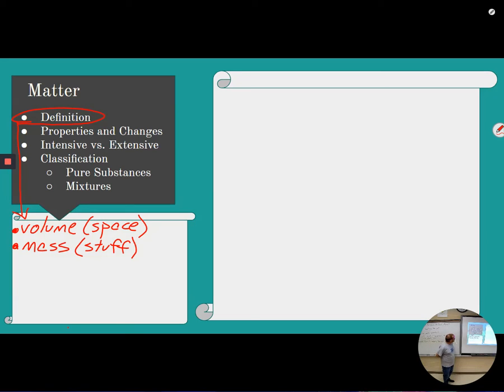So we're talking properties versus changes, okay? A property is a characteristic. It's something that you can observe. It's something you can see, something you can hear, something you can smell, okay? Whereas a change is when something's actually happening.